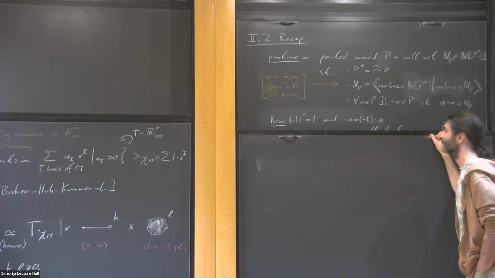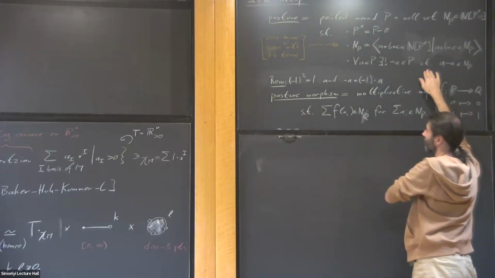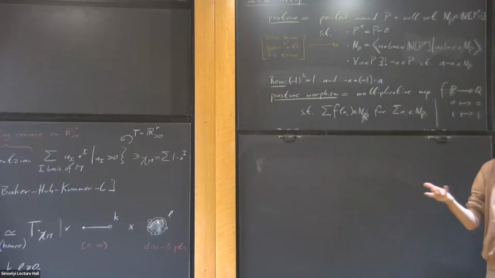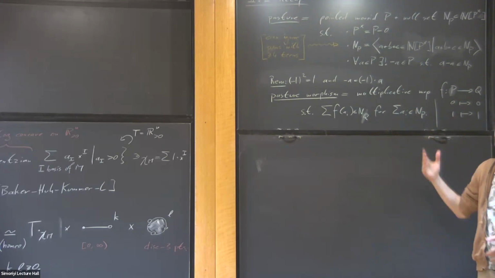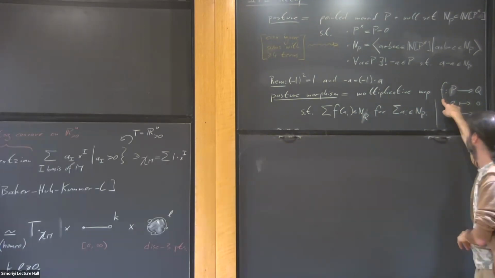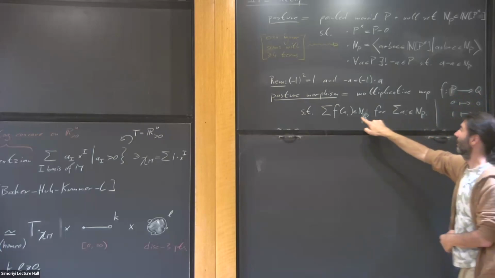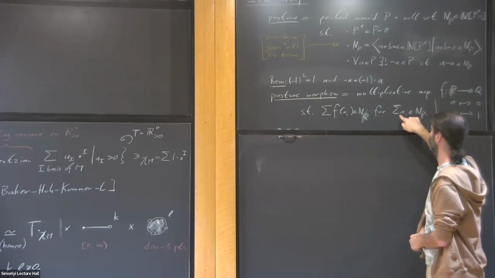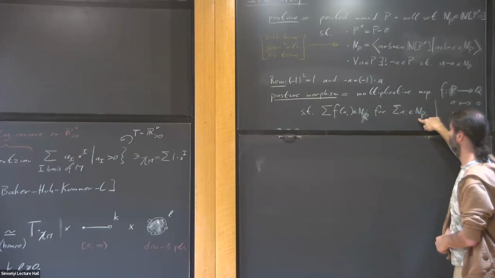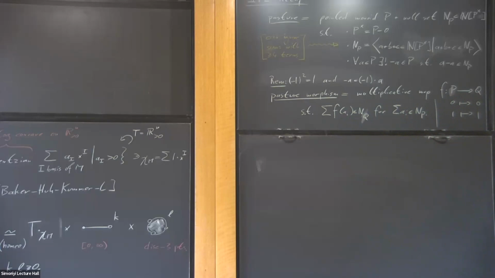Okay, then the last definition is that of a pasture morphism, which is the same as a band morphism, just to copy it down here. It's a multiplicative map from a pasture P to a pasture Q that preserves the constants and that preserves null sums. So whenever the sum of a_i is in N_P, then the sum of the images is in N_Q.